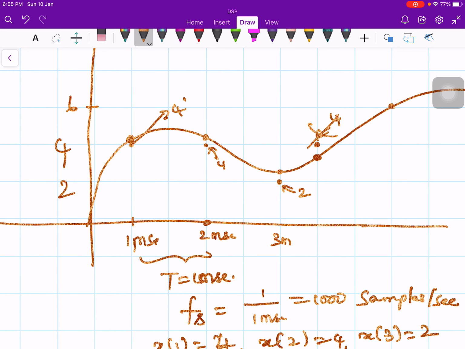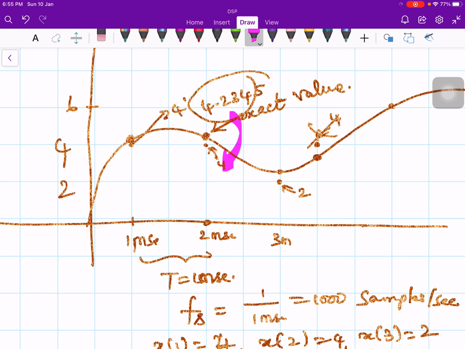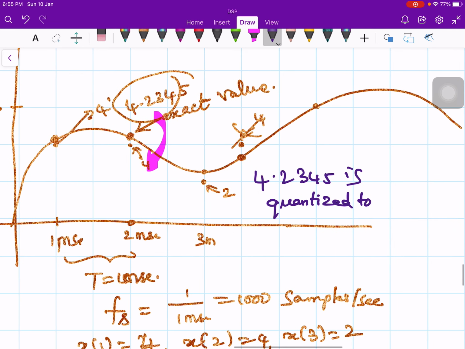See, here it is quantized to integer numbers. The exact value, what is the exact value? Let's say 4.2345, like this. But I quantized this 4.2345 to 4. So 4.2345 is quantized or rounded off to 4. This process is called quantization. Once you do this kind of quantization, there will be some error. That is called quantization error, or sometimes people call it noise.